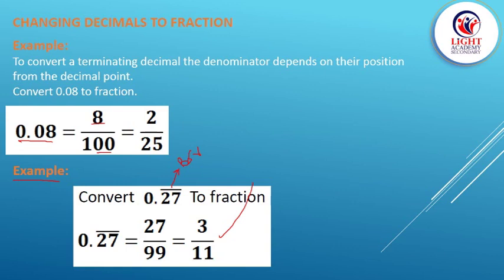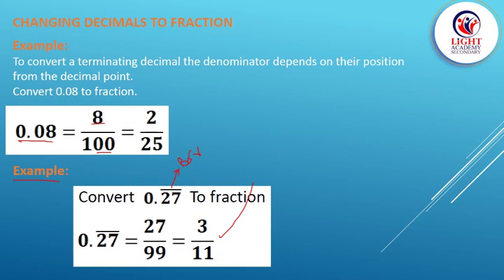This line is called a bar. I'm going to explain why we put this line, or bar, because of the same numbers repeating after the decimal point. It means if you remove this bar, it will go like this: 0.27 27 27 27, infinite. You cannot count the numbers, and because of that we put this bar.